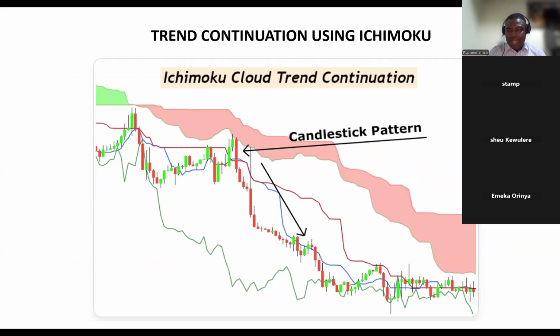So we've looked at reversal setup. Now we want to look at trend continuation using Ichimoku. Now, in the case of trend continuation, what we are saying is that there is already an established trend. In the diagram you can see on the screen, there is already a bearish trend. How do we know it's a bearish trend? We can see the cloud is already showing us the red color, indicating there is a bearish trend.